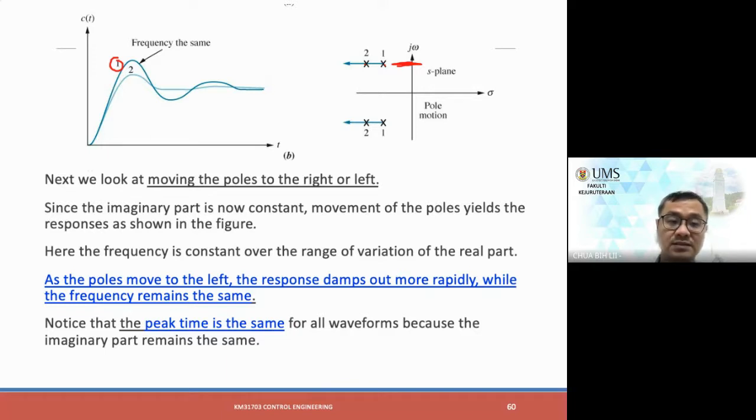So we can say that as the pole moves to the left, the response damps out more rapidly, because you can see that it gets lower and damps out faster, while the frequency remains the same. And since they have the same frequency, the peak time is the same. They have the same peak time itself, moving on the same horizontal line.